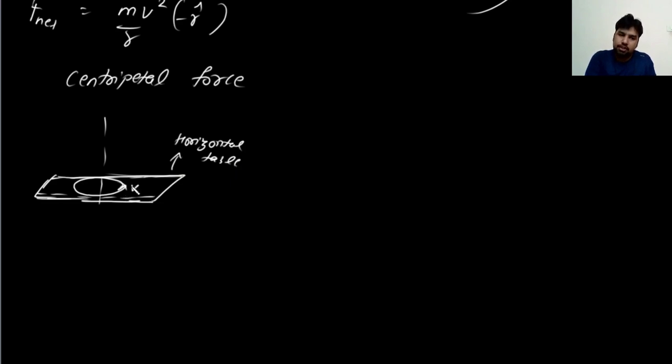A particle is going with speed v. The friction coefficient between the particle and the table is mu. You have to find with what maximum speed the particle can rotate so that it doesn't slip off.